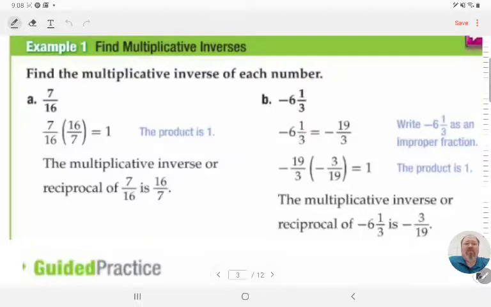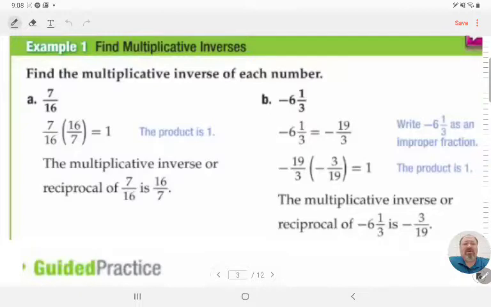So we have 7 over 16. So the multiplicative inverse would be a number multiplied to 7 over 16 that would equal 1. Well, we just have to flip the 7 over 16 and it would be 16 over 7. So the multiplicative inverse or the reciprocal of 7/16 is 16 over 7.